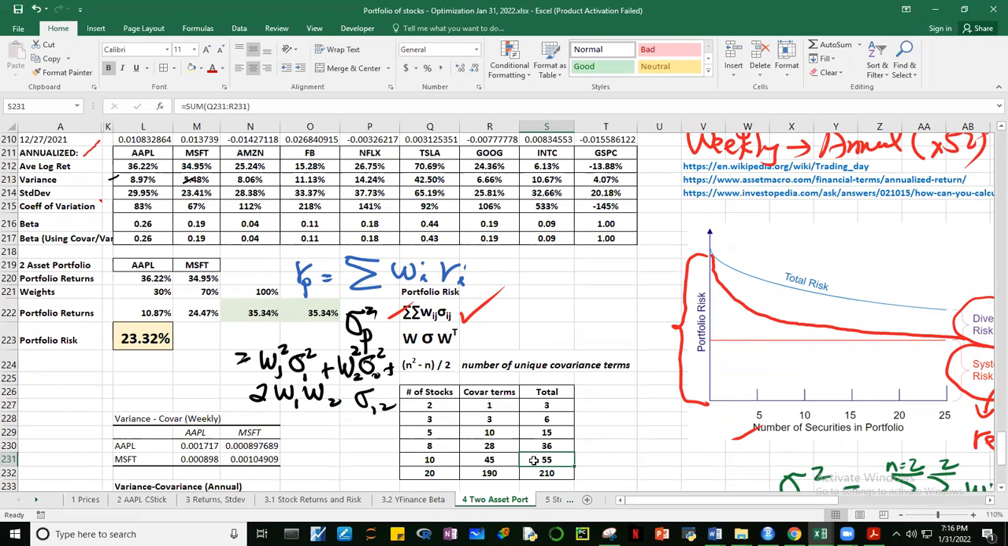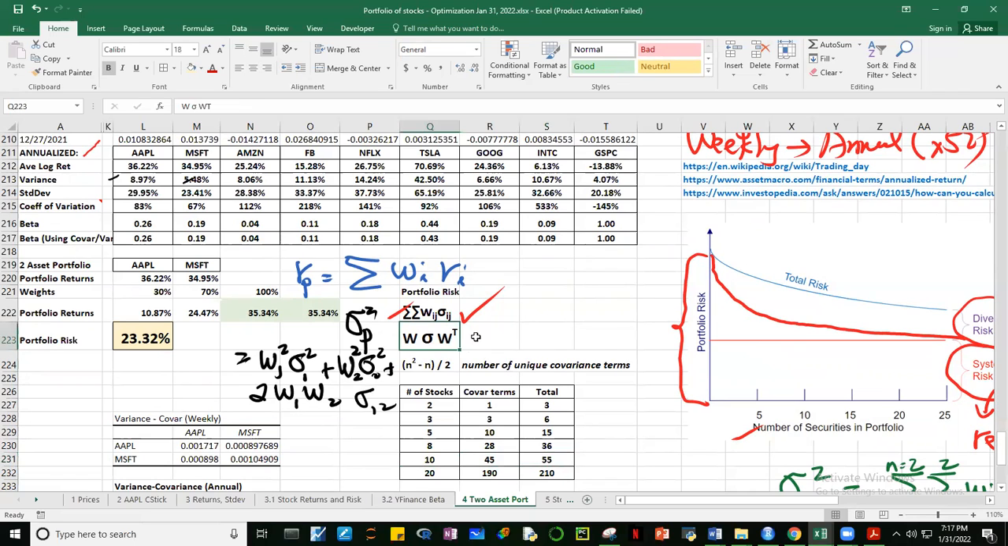Magkakaroon ka ng W1 squared, sigma 1, variance 1, hanggang 10 yon. Tapos yung pair, 1 with 2, 1 with 3, 1 with 4, hanggang 1 with 10, tapos 2 with 3, 2 with 4, etc. All in all, 55 terms, no? 10 yung variances, 45 yung covariances, all in all 55 terms. And of course, good luck sa atin kung ima-manual natin yan.